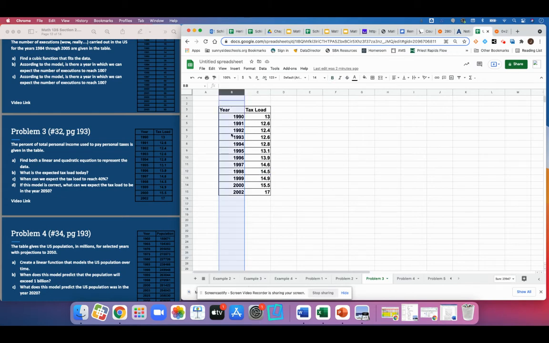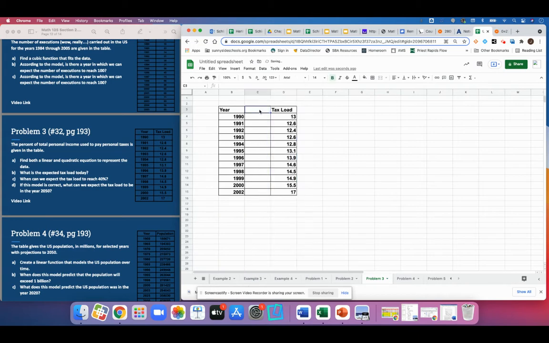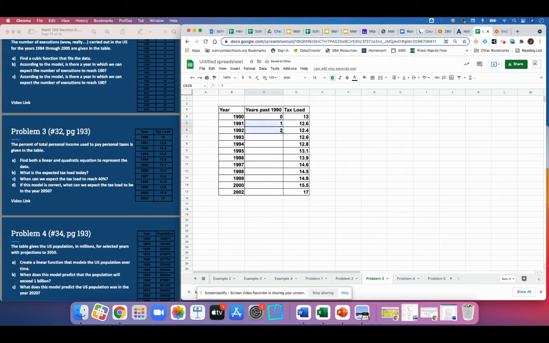Again, we do not want these values because they're enormous. So we are going to create a column and call it years past 1990. So years past 1990, that's 0, 1, 2, 3, 4, 5, 6, 7, 8, 9, 10. So I can use my little trick here, everyone, where we go like this, and it will fill it in for me. I do need to notice here, though, that it skipped 2001 and jumped to 2002, so I do need to put a 12 in there.